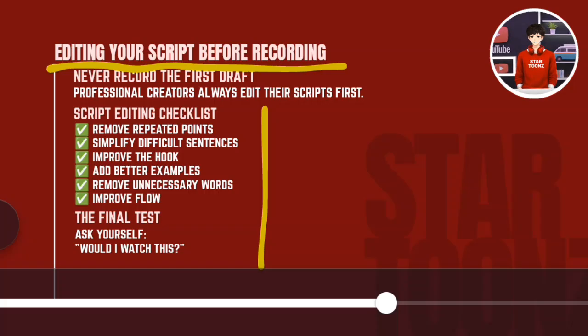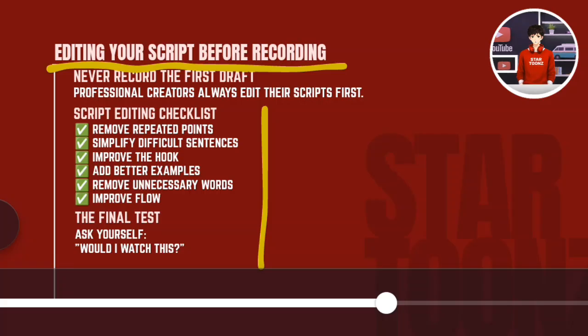Start by removing repetition. If you've explained the same idea twice, keep the stronger version. Next, simplify difficult sentences. Remember, viewers are listening, not reading. Simple language is easier to understand. Now go back to your hook. Does it immediately create curiosity? Does it clearly explain why the viewer should continue watching? If not, improve it before recording.